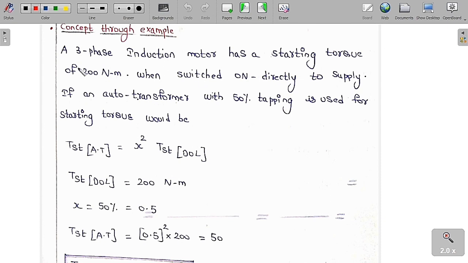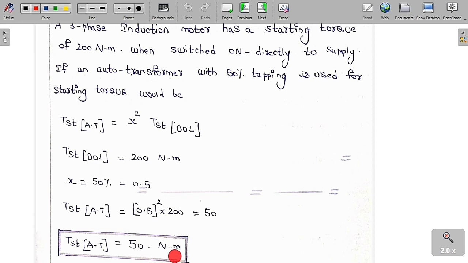Now, the question is: a three-phase induction motor has a starting torque of 200 Newton meter when switched on directly to supply. If an auto transformer with 50% tapping is used for starting, the torque would be? Then the starting torque with auto transformer is equal to x squared times the starting torque with DOL. The starting torque with DOL is 200 Newton meter and the percentage of tapping is 50%. You have to convert it into a numerical value, which is 0.5. So the starting torque with auto transformer is equal to 0.5 squared into 200, so you are going to get 50 Newton meter.